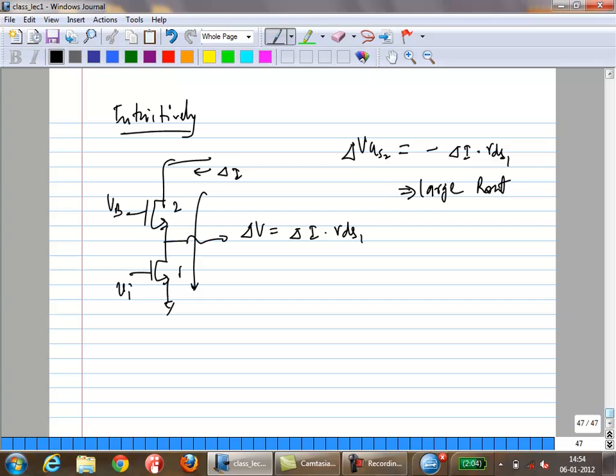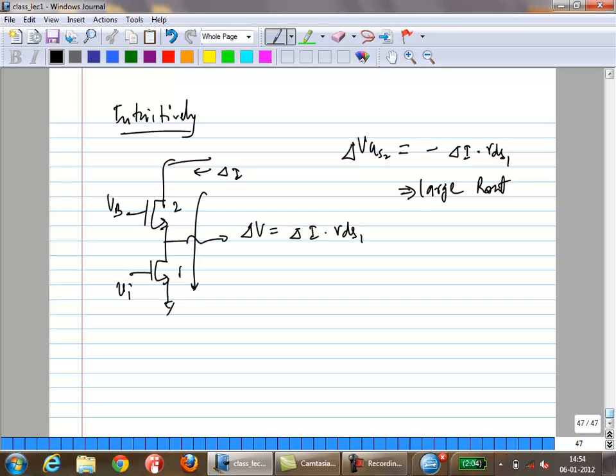It's not explicit like you're used to, where you sense something and then send it back. Here you are sensing this change in current and applying it as a gate-source voltage across this transistor, which is opposing that change. Okay?